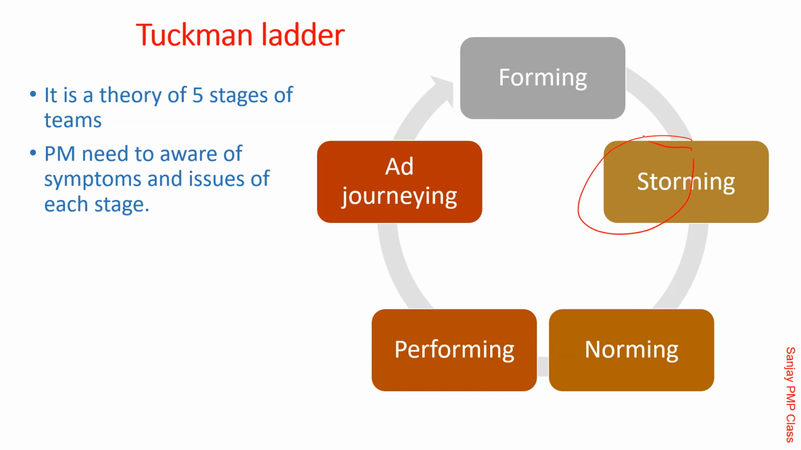Storming is a fight between the people, which is inevitable when there are multiple people coming together. That's called storming. Storming is a stage where people will make very harsh statements.